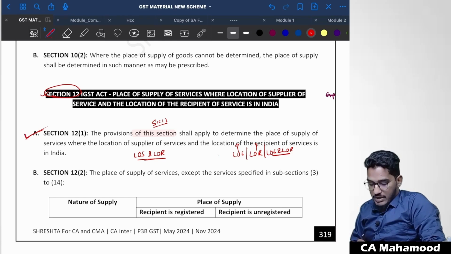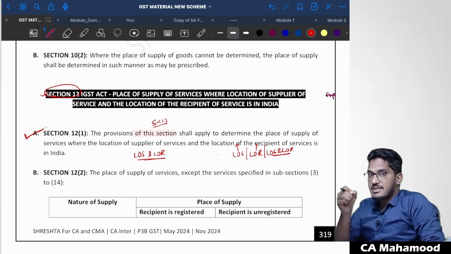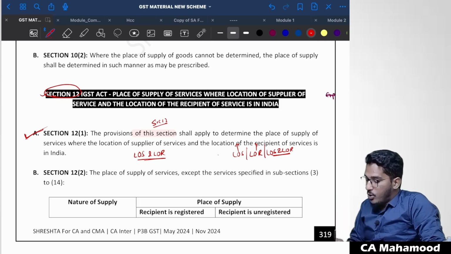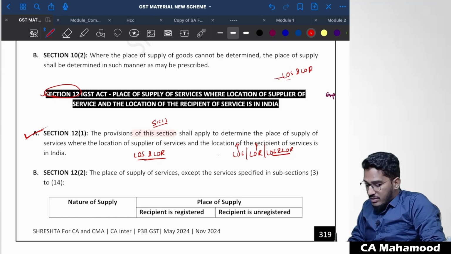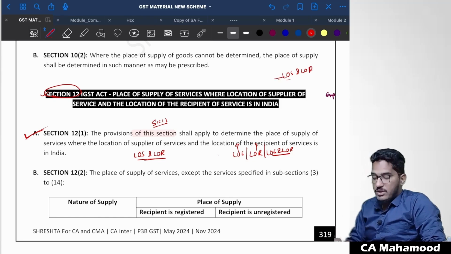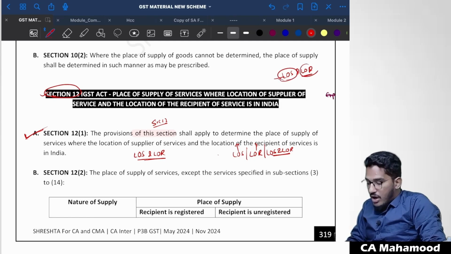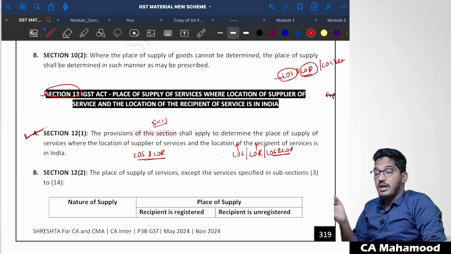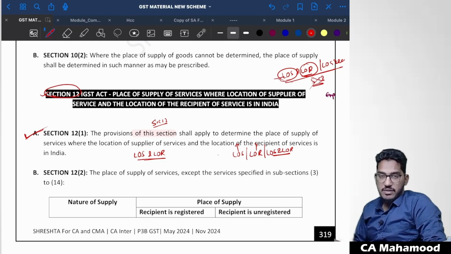So section number 12, determining place of supply in case of supply of services, will become applicable only when the location of the supplier and the location of the recipient both are in India. If either the location of the supplier or the location of the recipient, or both, are outside India, then section 12 will not become applicable. In those cases, section 13 will become applicable, which will be discussed at the CA final level. That is what 12 subsection 1 says.